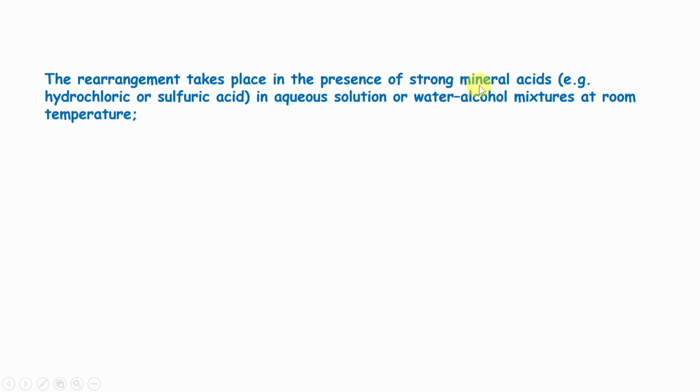Okay, the rearrangement usually takes place in presence of strong mineral acids such as hydrochloric acid or sulfuric acid in aqueous solution or water alcohol mixture at room temperature. Okay, this is the mechanism of benzidine rearrangement, otherwise called benzidine semidine rearrangement.